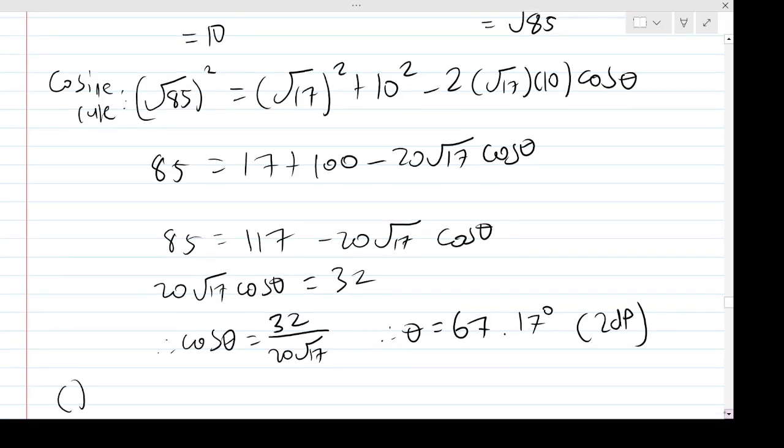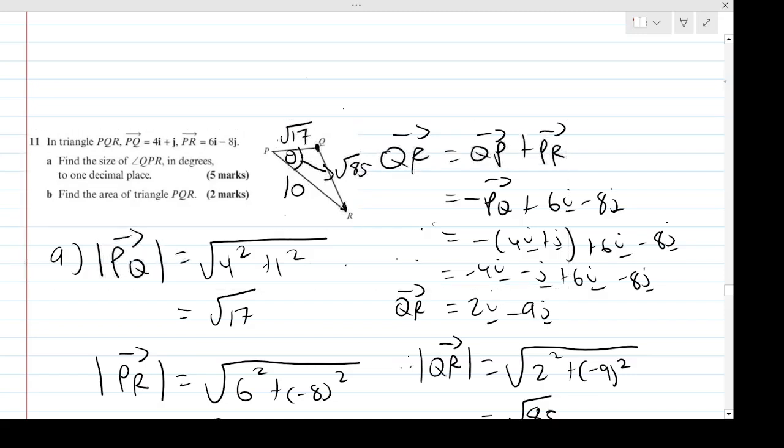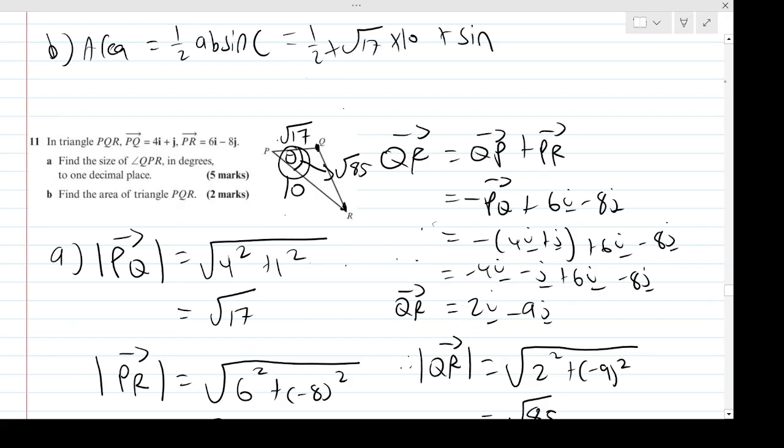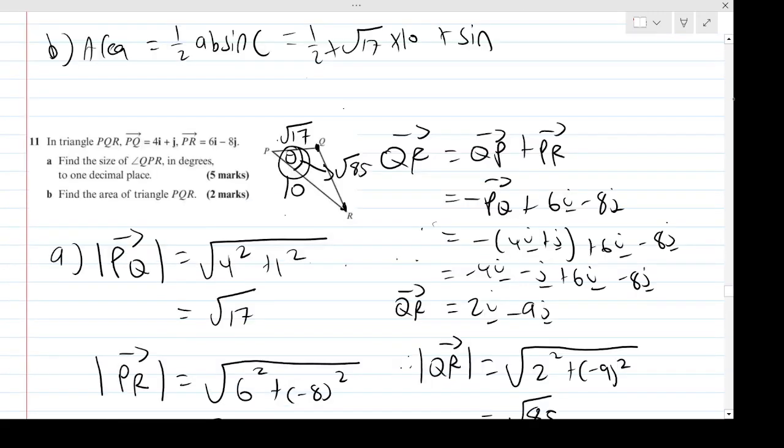Then part C said to find the area. Now, the area is going to be half ab sine C. So it's going to be this angle here, and the 2 sides next to it are root 17 and 10. So the area is half ab sine C, with the angle C, which is theta. So the area is half times root 17 times 10 times the sine of the theta that we found, which was 67.17.